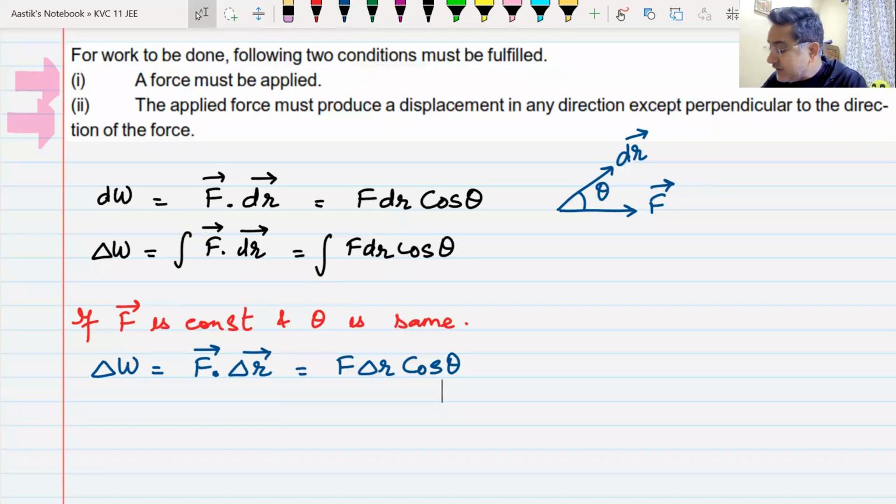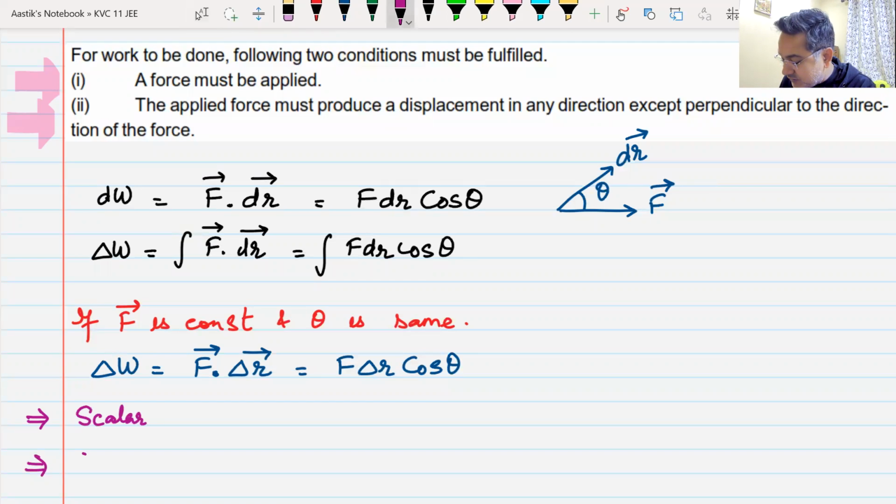Now, what type of quantity is work? Work is a scalar quantity. The SI unit of work is Newton meter, or you can call it joule. Joule is used for energy, and joule is also used for work. Energy and work are related to each other, and that is why the name of this chapter is work, power, and energy.